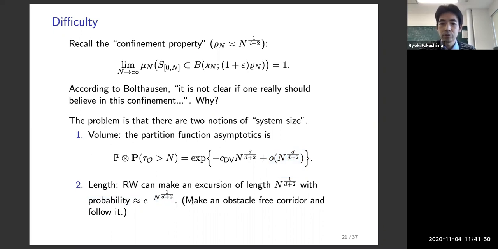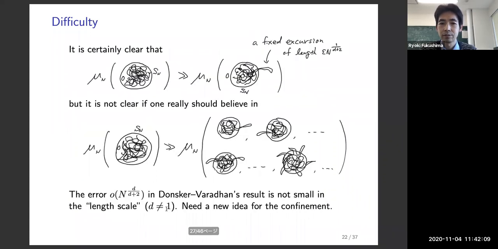So there is no hope to exclude this kind of event by comparing it to partition function asymptotics, I mean, the exact form of the partition function asymptotics. But of course, making a corridor and letting the random walk go in and back sounds a bit ridiculous. So let me tell you in a bit more detail why it's difficult to believe in.